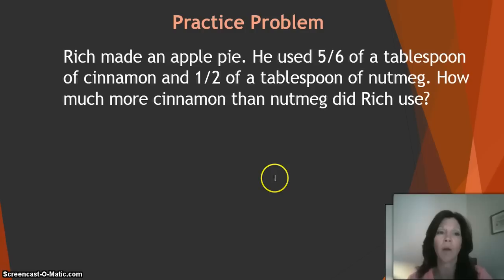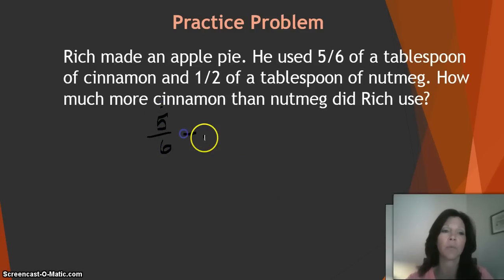All right, let's look at this problem together. He made an apple pie and he used 5/6 of a tablespoon of cinnamon, 1/2 of a tablespoon of nutmeg. How much more cinnamon than nutmeg? It's a simple subtraction problem. What do you need to do first? You needed to find your common denominator.